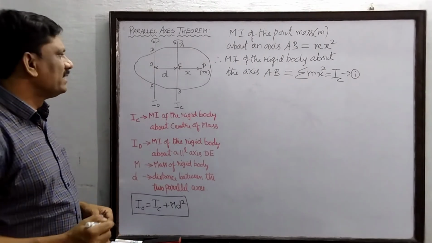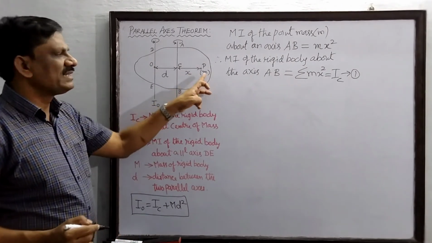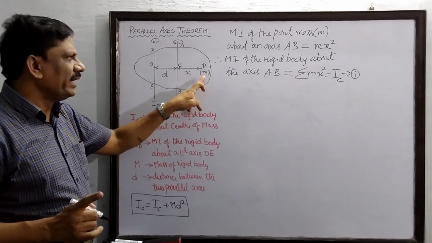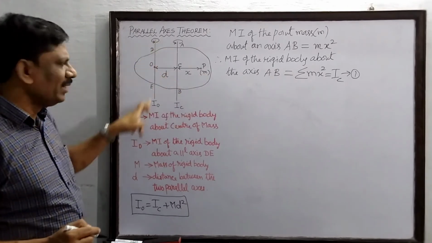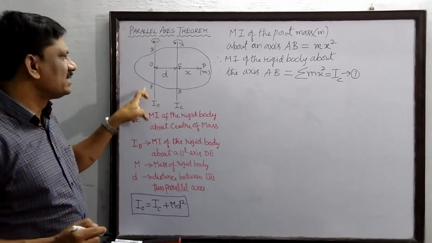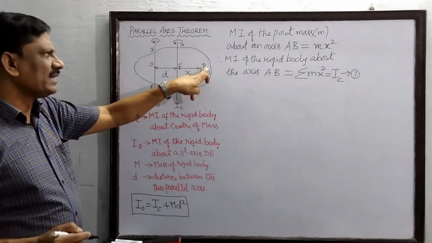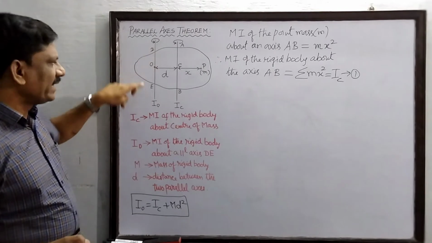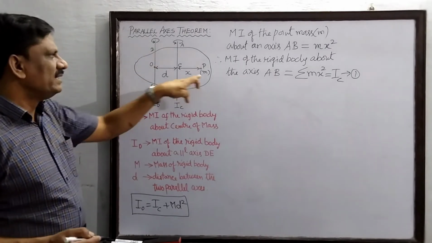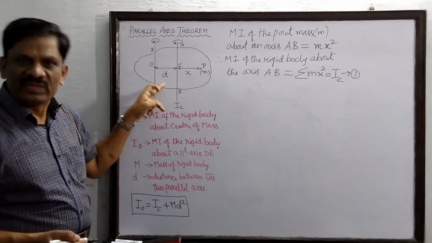Now, what is the moment of inertia of the same particle of mass m about some other axis DE, which is at a distance of small d from AB? So when I consider the same particle from the second axis DE, its distance is x plus d. Is it not?